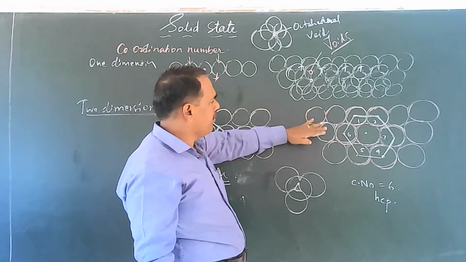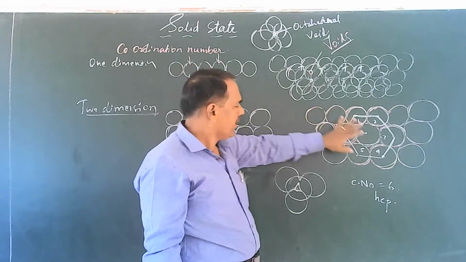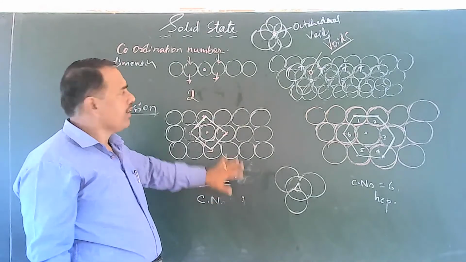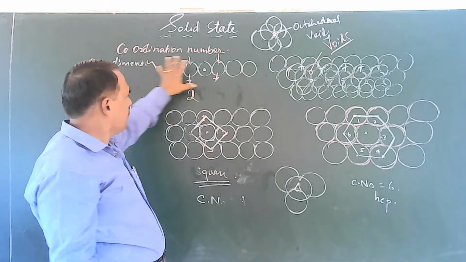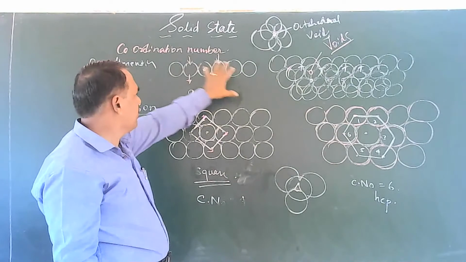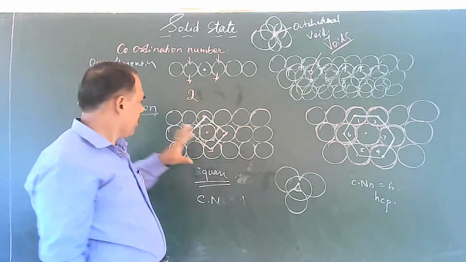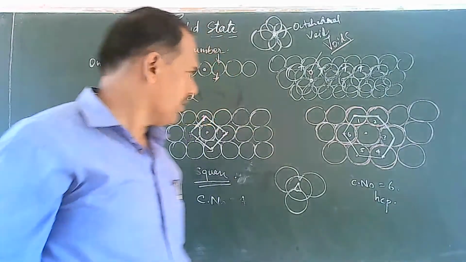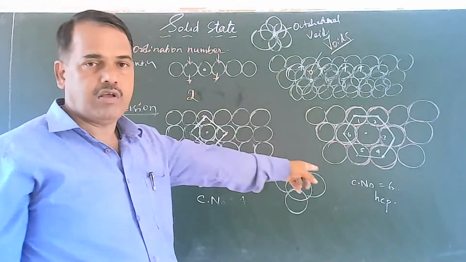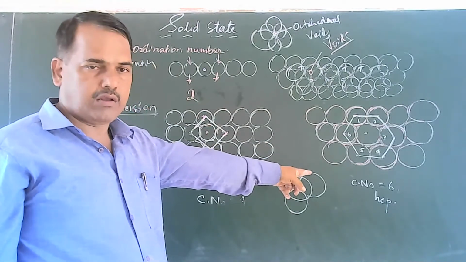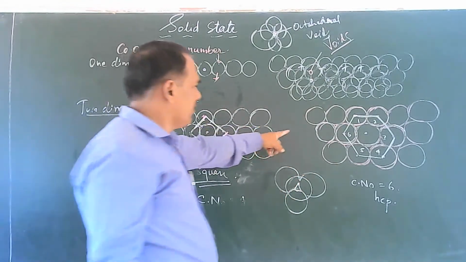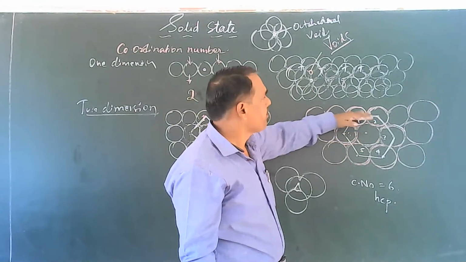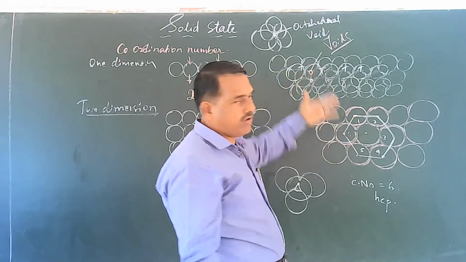I will show you. But you have to remember what is a hexagonal close packing and what is a square close packing. And in one dimension, what is the coordination number? In one dimension, coordination number is 2. In two dimensions, two types are possible. One is square plane and one is hexagonal close packing. When the spheres are placed in the depressions of the first layer, in the second layer, then we study about the voids.